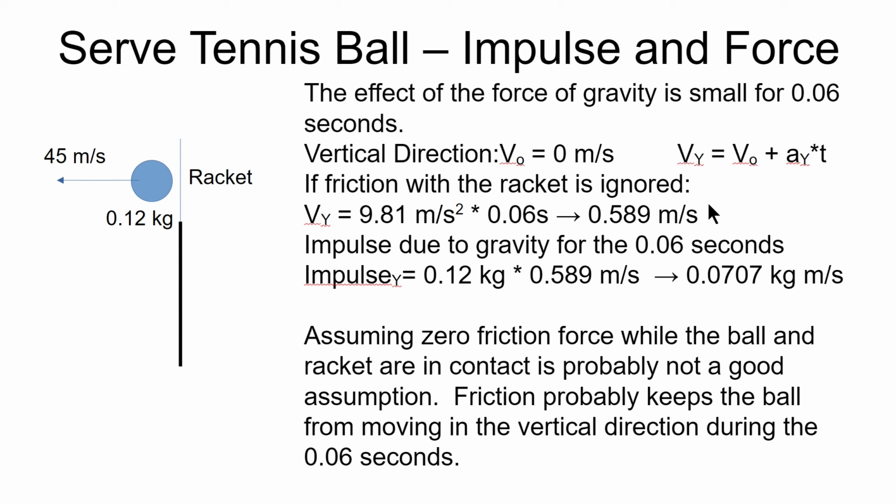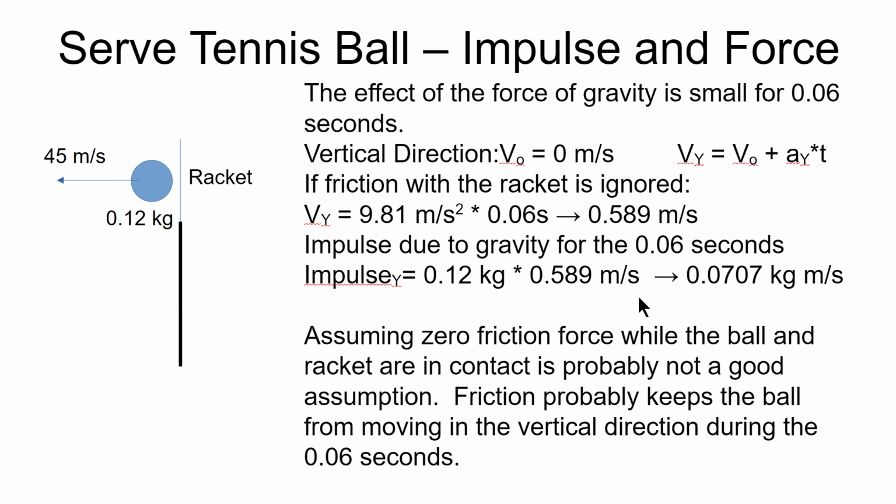second. So in doing the impulse in the vertical direction, the y direction, we would have 0.12 kilograms of mass times the velocity in the vertical direction after the 0.06 seconds. This is the no friction case, it's just a hypothetical. I have 0.07 kilograms meters per second. That's much less than the impulse in the horizontal direction, so that's one reason to ignore it.